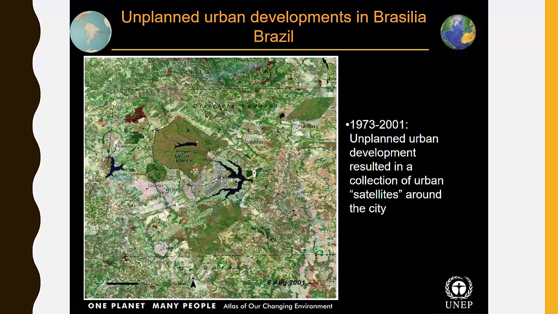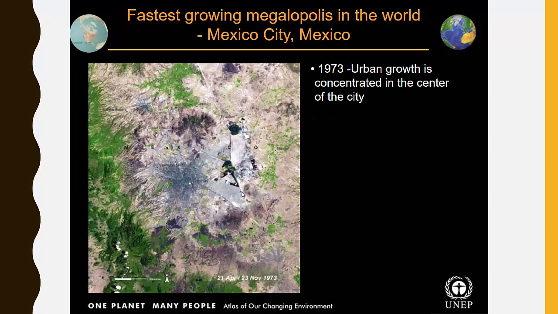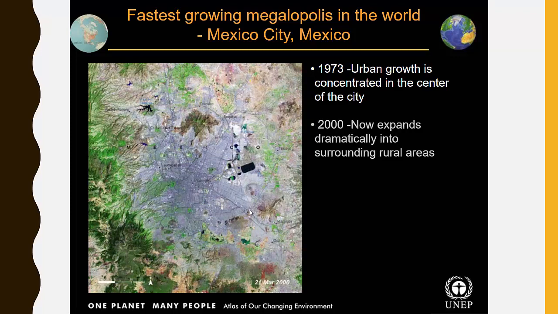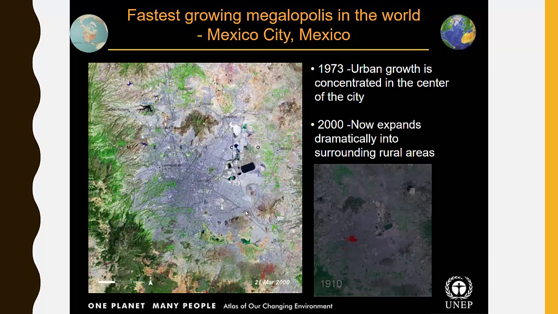And then boom, this entire region fills up with growth, with small areas and cities around, satellite cities as they were called. What about Mexico City? Look at Mexico City, 1973. Look at that city by 2000.